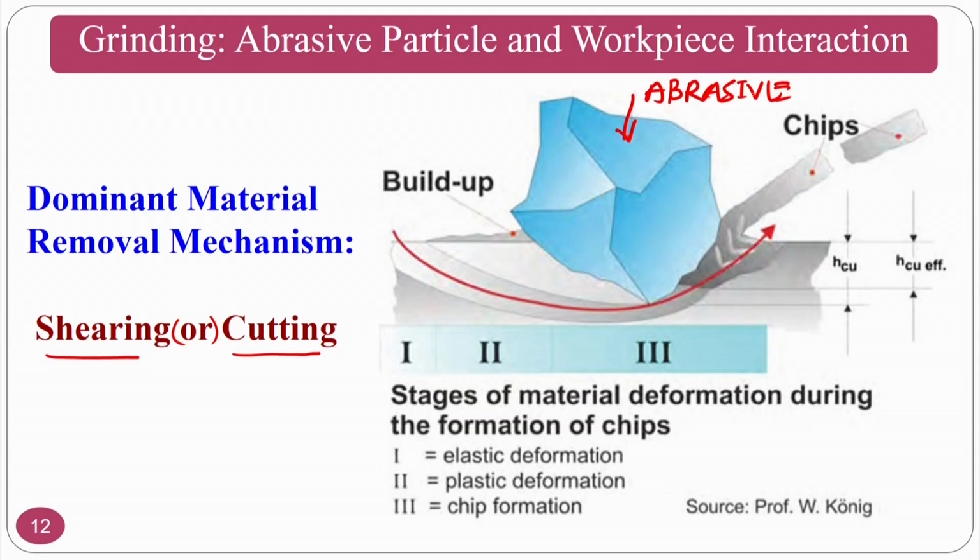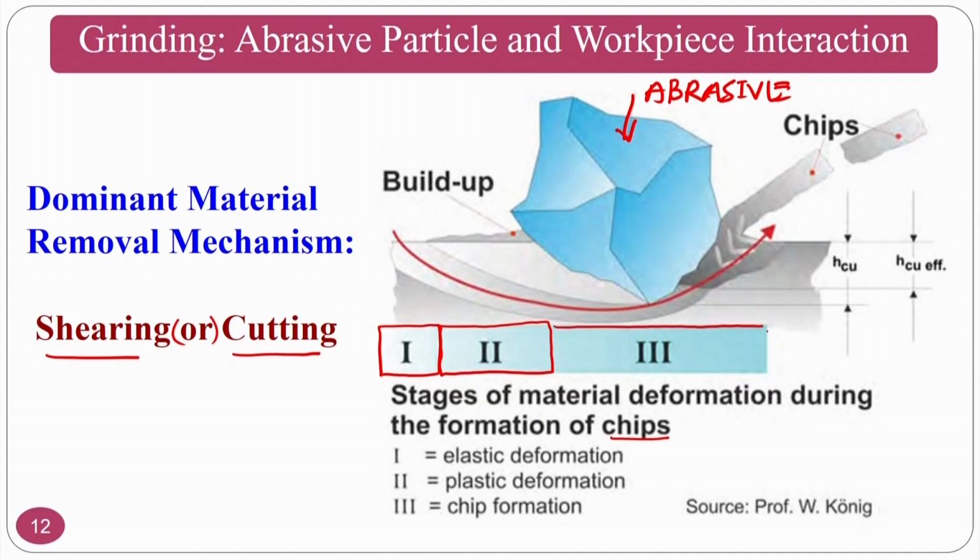Okay. This is an abrasive particle, and this is how it is going to remove the material. There are three stages of material deformation during the formation of chips. Zone 1 refers to the elastic deformation, because the abrasive particle starts there, and in zone 2 it will end in the plastic deformation, because it is trying to remove material. Now, the elastic region is gone, so it will enter the plastic region, then it will form a chip and remove the material.